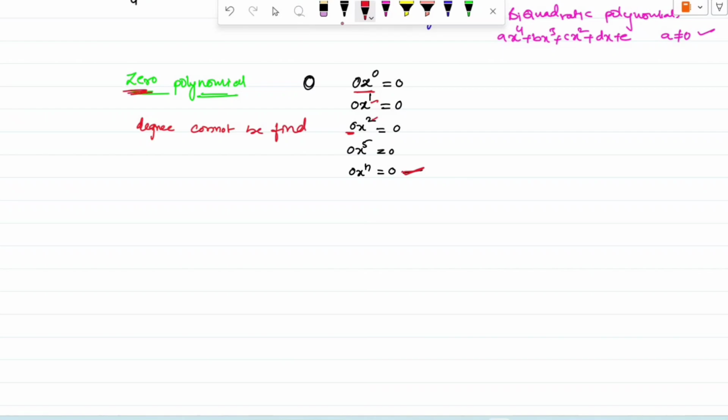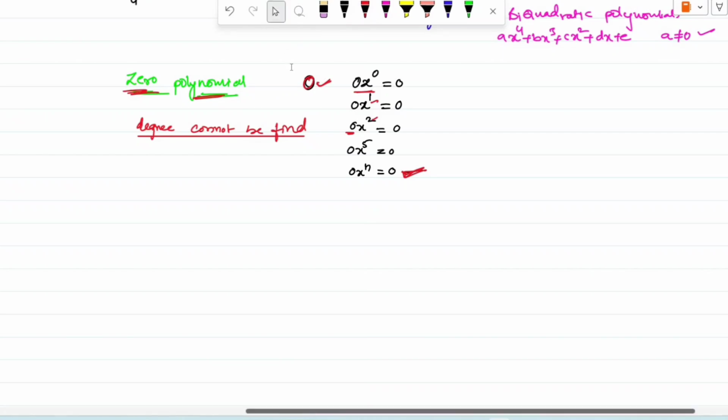For what polynomial? Zero polynomial. What is meant by zero polynomial? The number 0 alone is called the zero polynomial. So why is it so? Even as the degree varies, the answer is still 0 only. So that's why we say that the degree cannot be found for the zero polynomial.